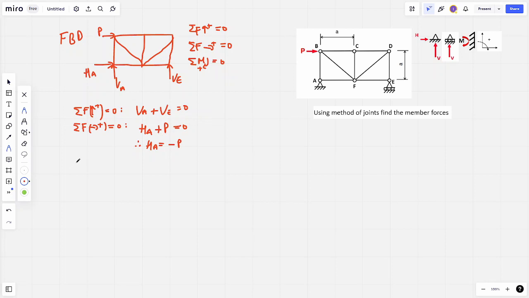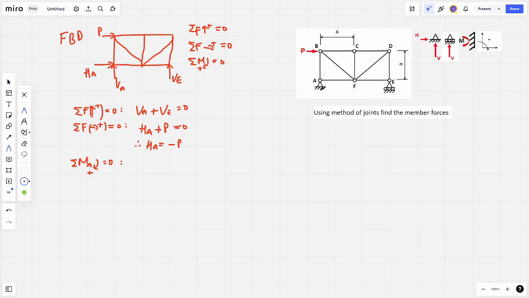Let's look at the summation of moments. Now we need to pick a point. In this case, as we've got unknowns in VA and VE, it's good to pick one of those, as the perpendicular distance will be 0. And in the case of point A, we've got two forces, so it'll be easier just to use that point A. So we know HA and VA will cancel through, as the perpendicular distance is 0. That's going to leave us with two forces, VE and P.